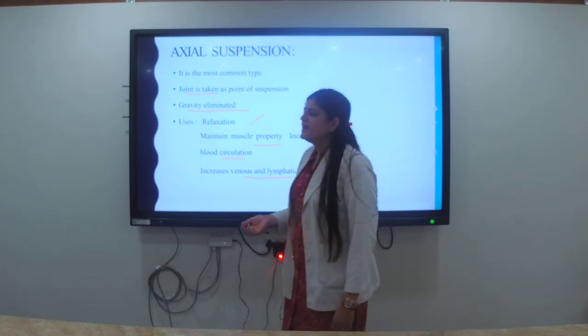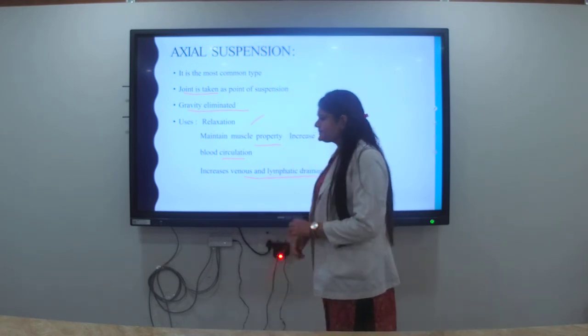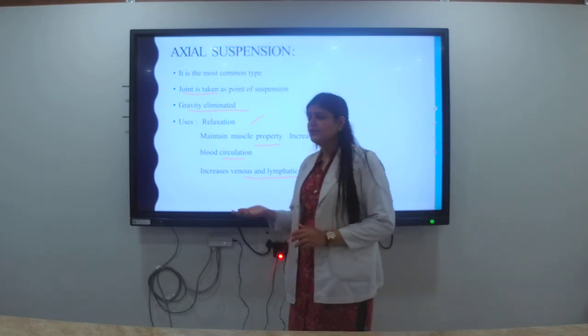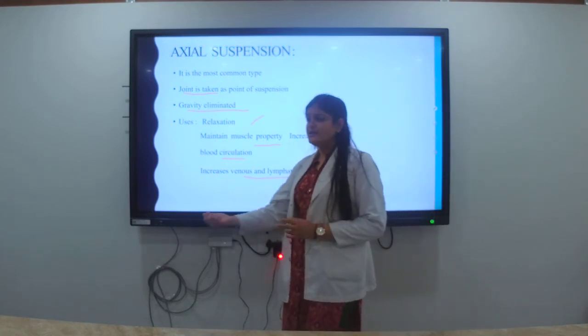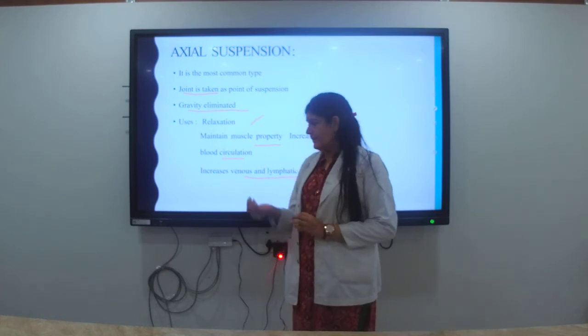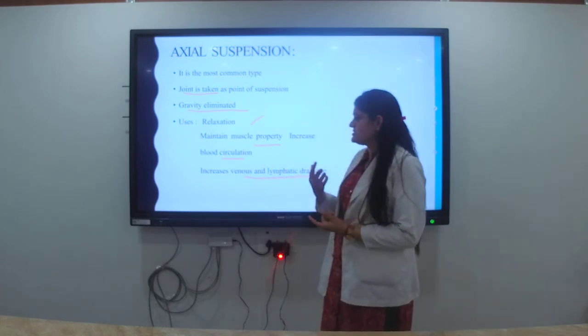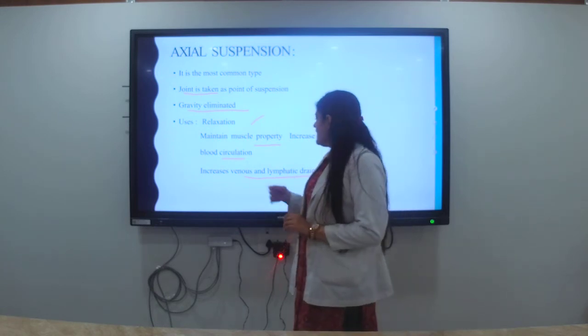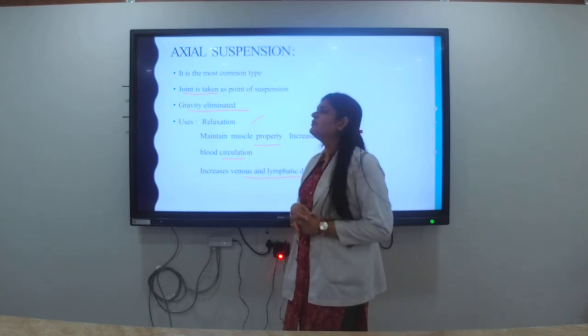Now obviously, if the patient is going to be bedridden, there is going to be impaired circulation. So once your movements start, actively or passively, it's going to help maintain the muscle property, help the range of motion, bring about relaxation, and obviously improve the venous and the lymphatic drainage.